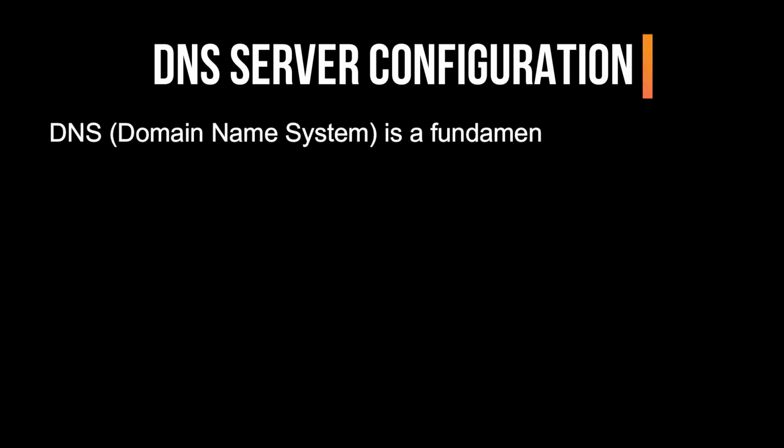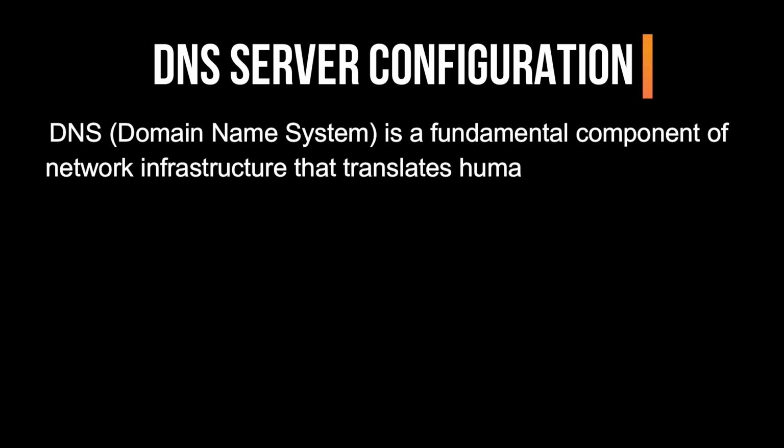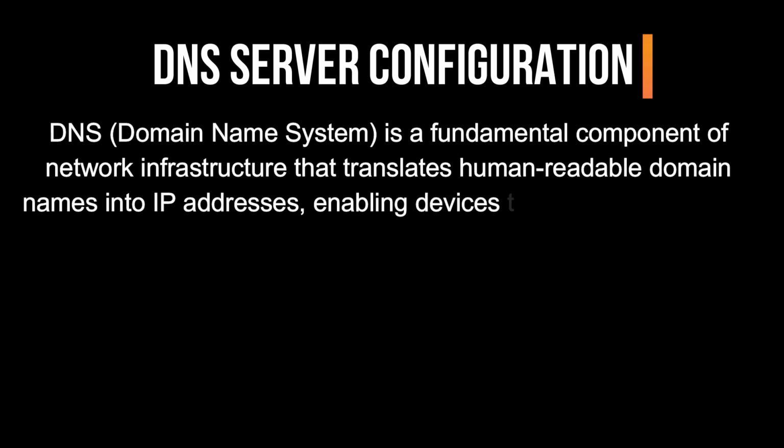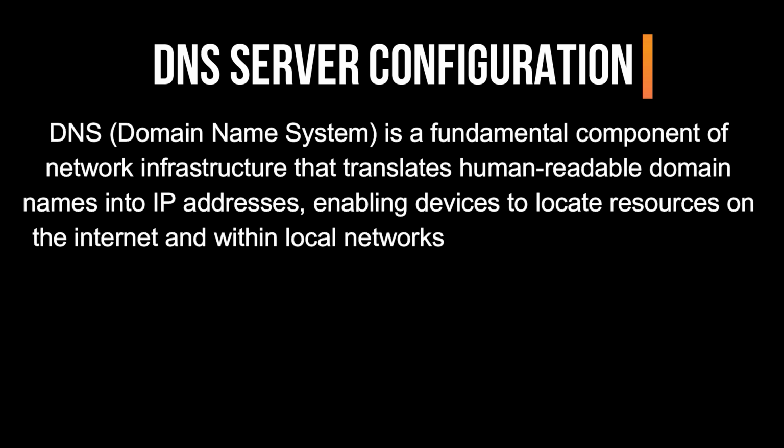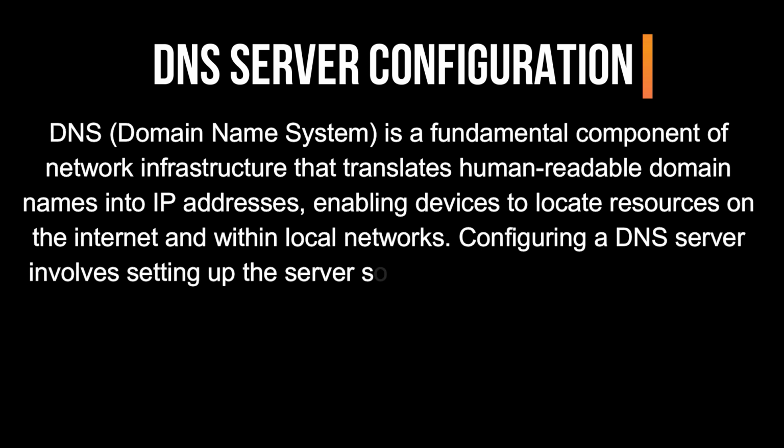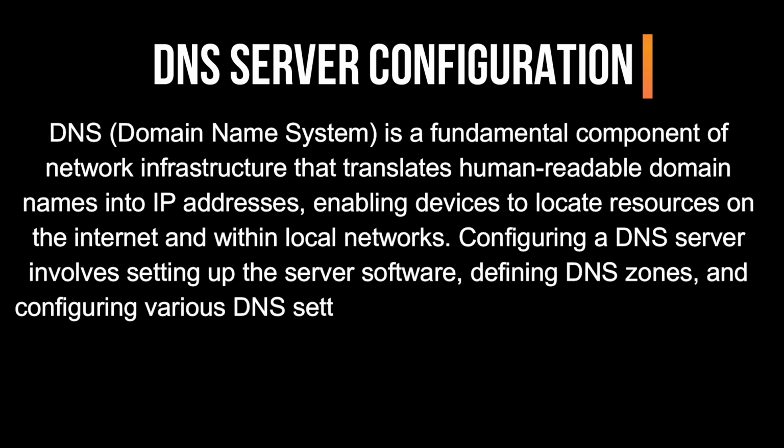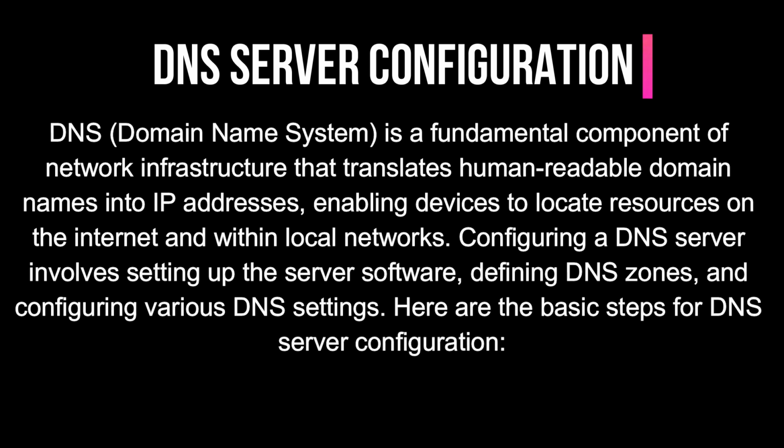DNS server configuration. DNS, Domain Name System, is a fundamental component of network infrastructure that translates human-readable domain names into IP addresses, enabling devices to locate resources on the Internet and within local networks. Configuring a DNS server involves setting up the server software, defining DNS zones, and configuring various DNS settings. Here are the basic steps for DNS server configuration.